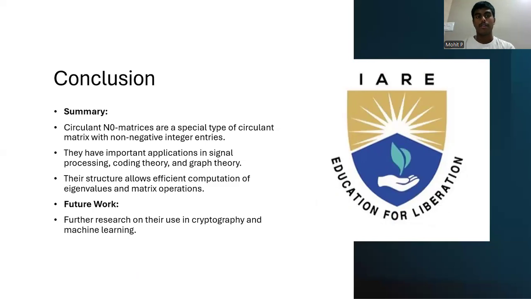In conclusion, in summary, circulant N0 matrices are a special type of circulant matrix with non-negative integer entries. They have important applications in signal processing, coding theory, and graph theory as well. The structure allows efficient computation of eigenvalues and matrix operations. For future work, we can also look at further research on the use of cryptography and machine learning as well. Thank you.